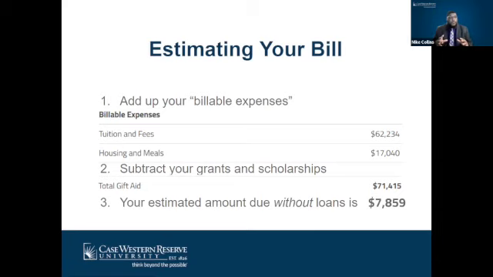Now, that's all of the aid information, in terms of understanding what that means for you in particular. So again, I mentioned before, the billable expenses is what you're going to see on your bill. If you take the tuition and fees and you take the housing and meal plans, you'll have the figure of what you are going to need to pay over the course of the full year.